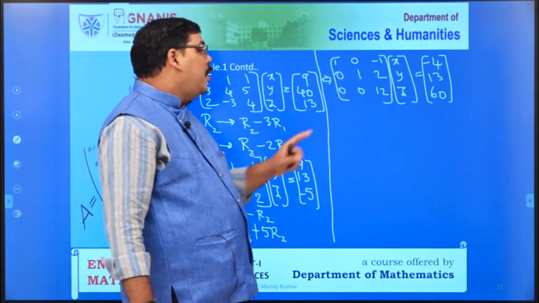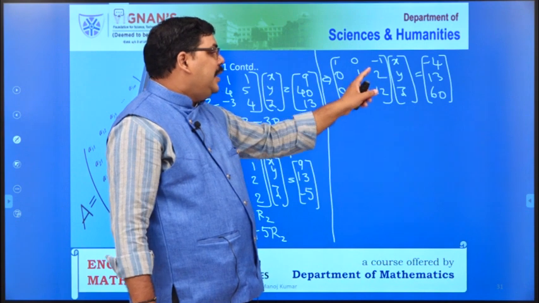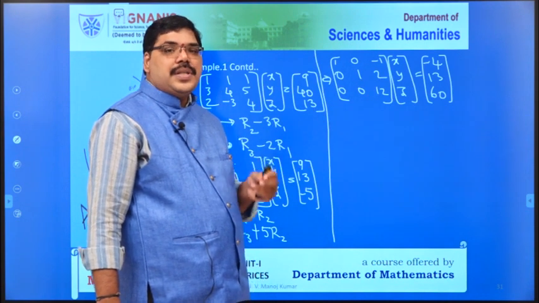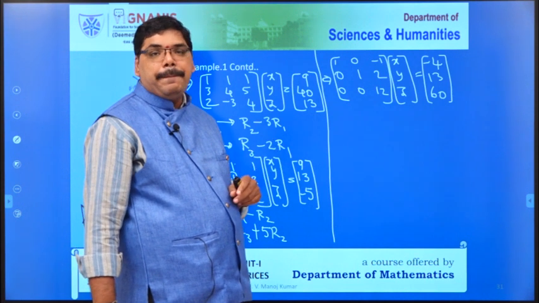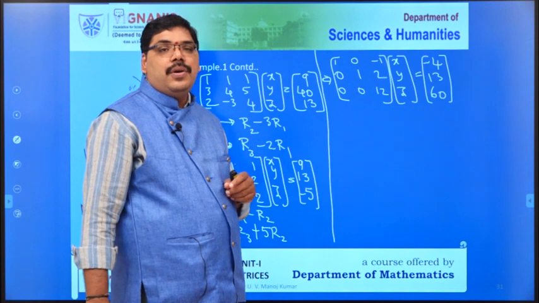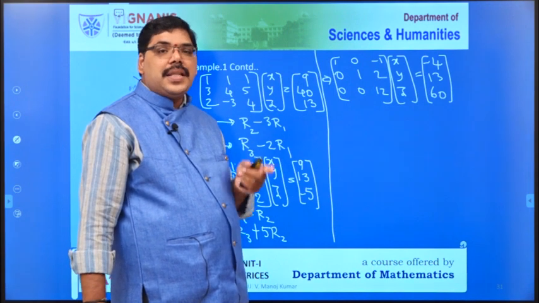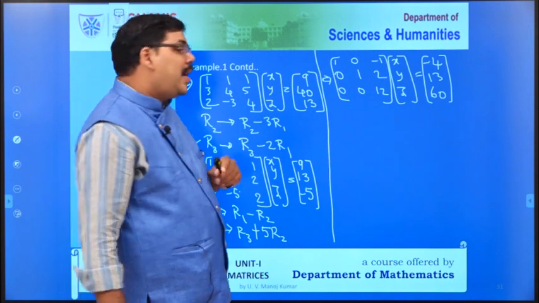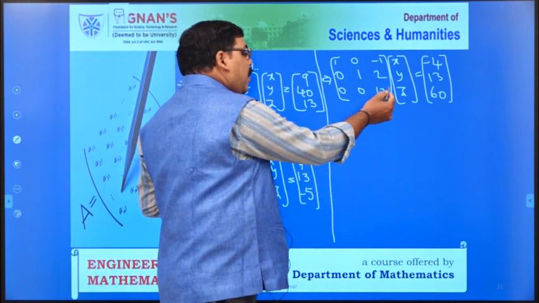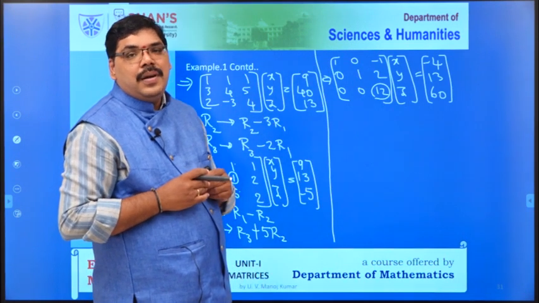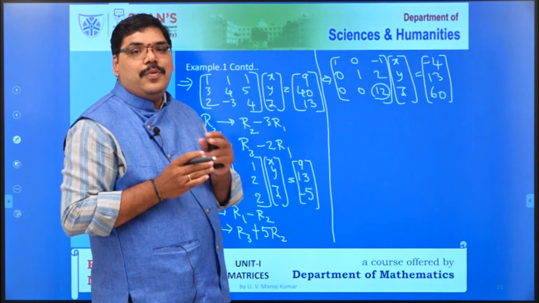In this part we want to reduce these two elements in the first and second row into zeros using the third diagonal element. We want to convert elements in the third position of the row into zeros by using the third diagonal element. What is the third diagonal element there? The third diagonal element is 12. So before going to do that, I want to change 12 into 1.